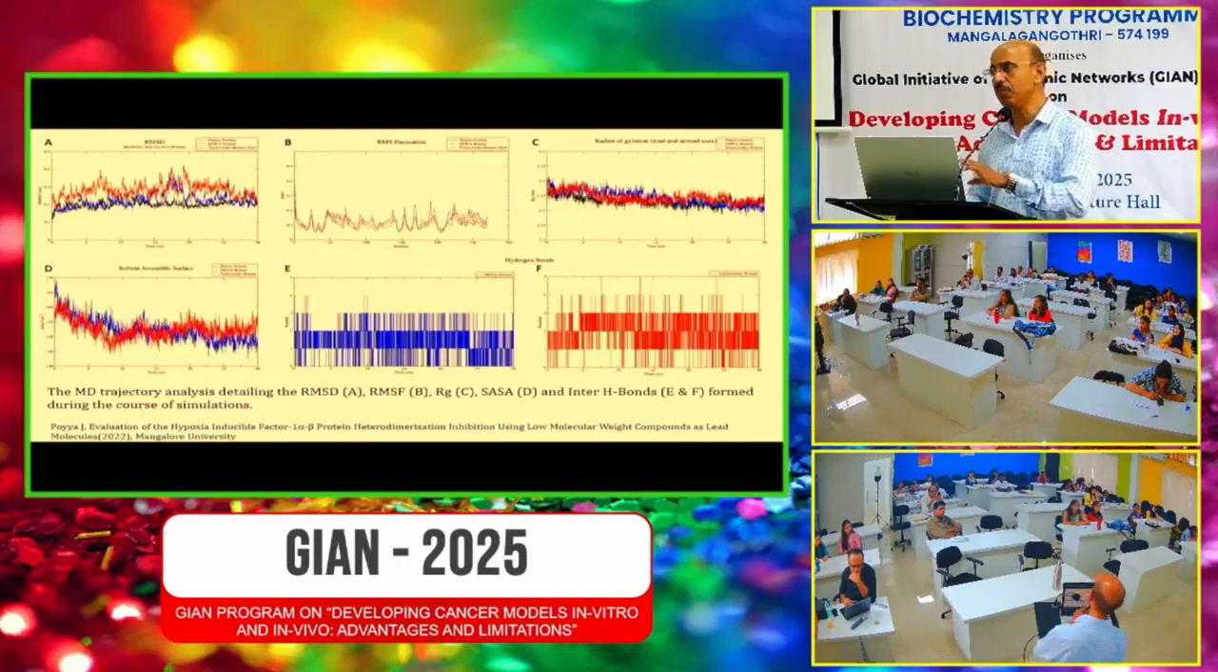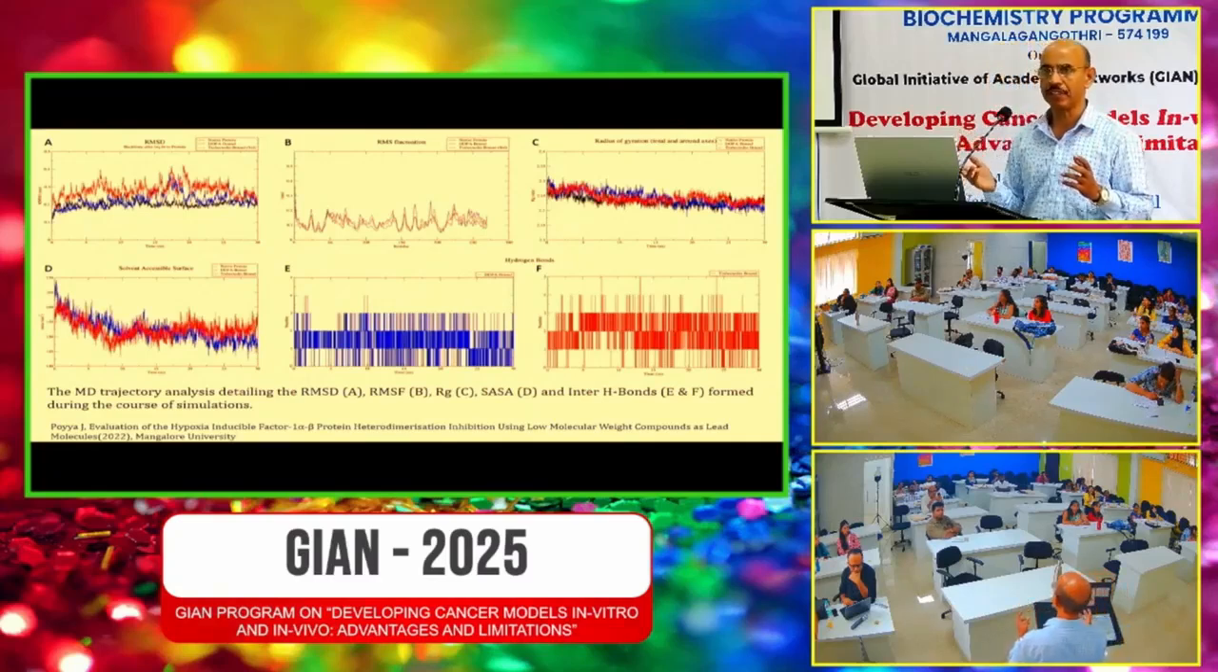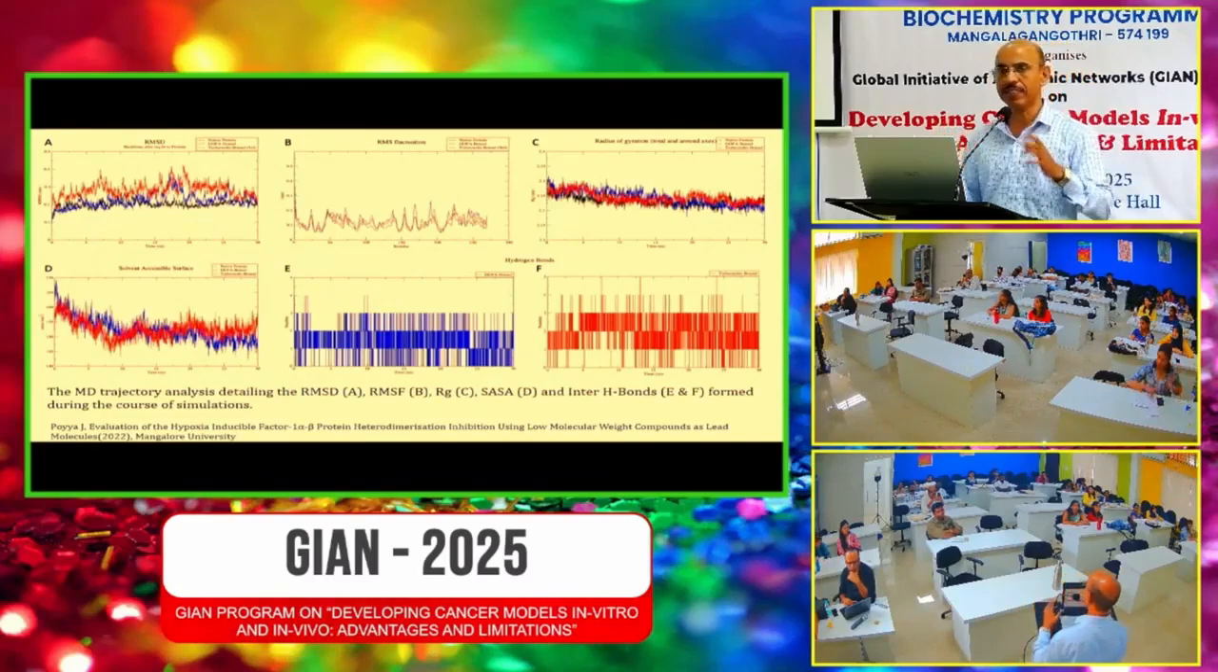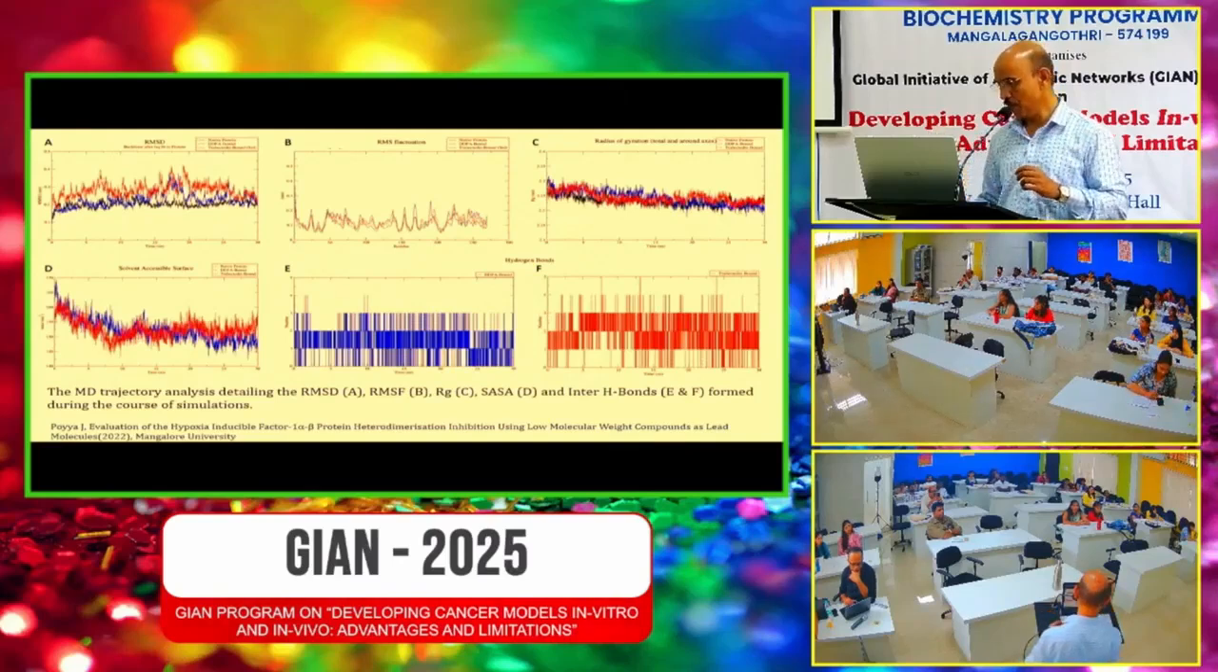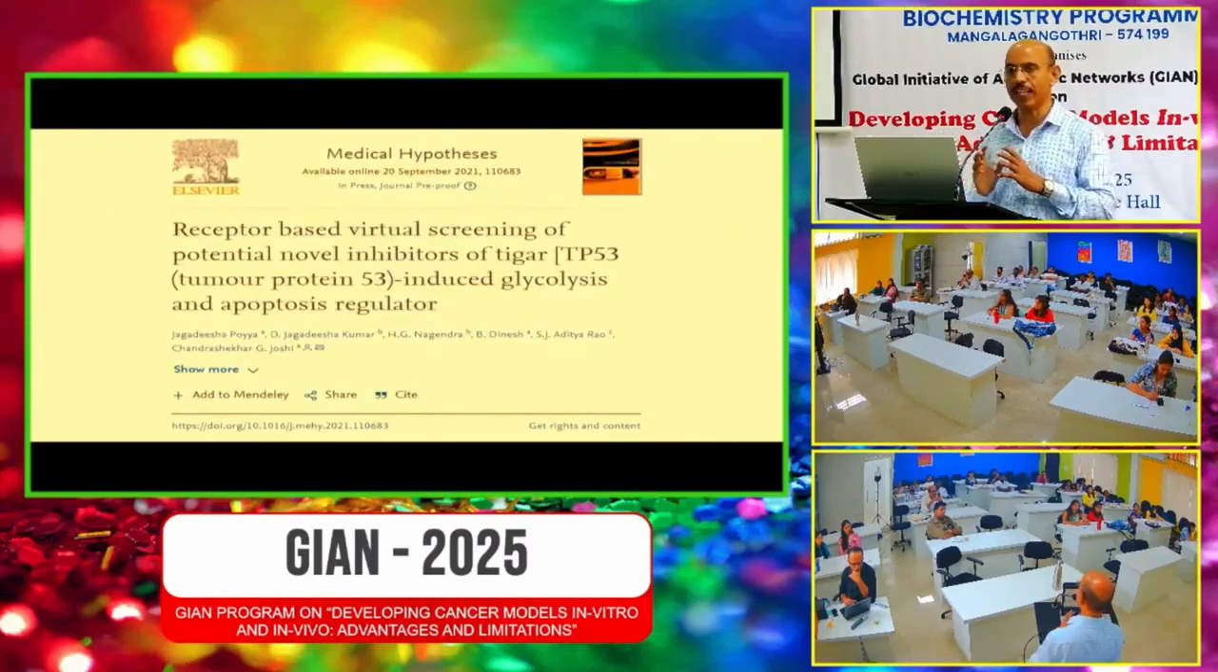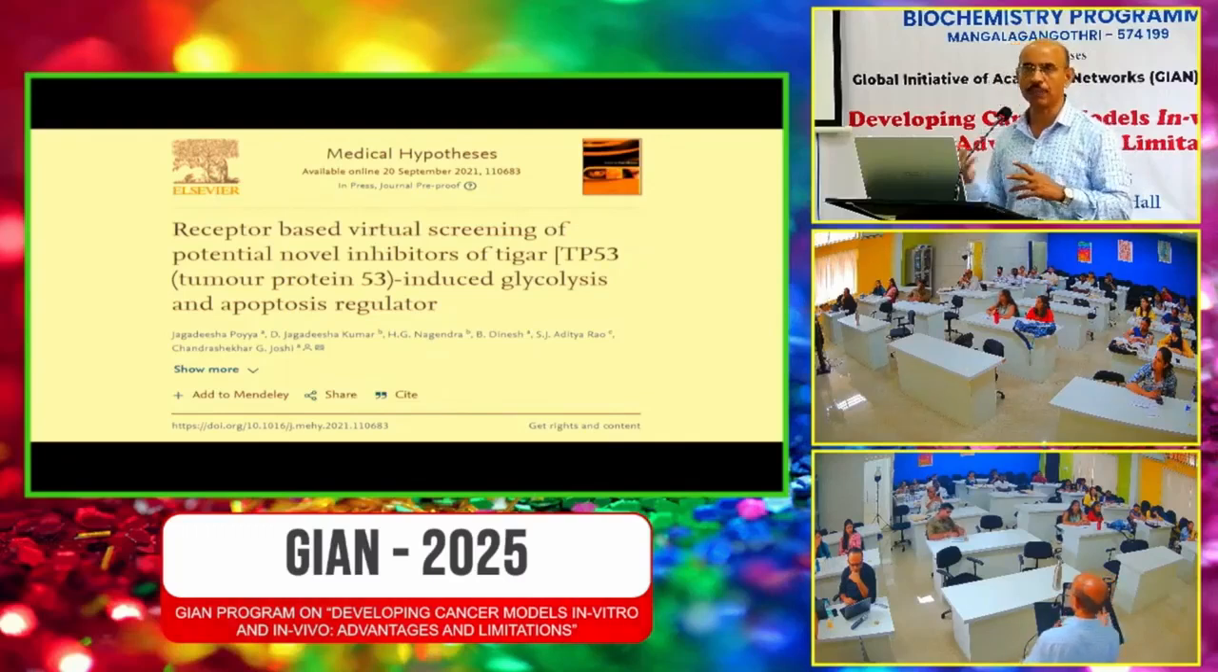And later we did the simulation study. In bioinformatics, whatever you predict may not be right. You have to mimic the condition that exists in a natural way; that we call simulation studies. Once we did the simulation study, we found that this protein also interacts with HIF1 alpha. With that, we could propose our hypothesis that this TIGAR protein, with the hypoxia factor, can be the key regulator in apoptosis regulation, and it got accepted.